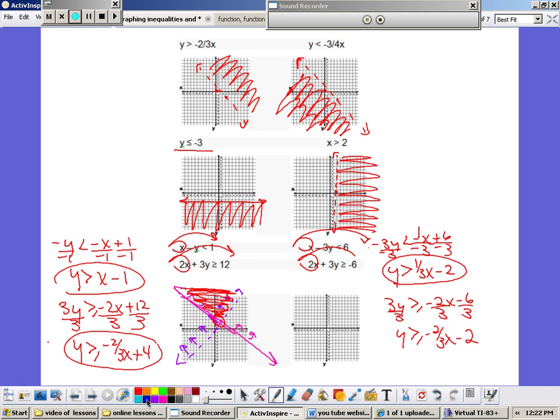Okay, so let me get some colors. -2. Down 2 and over 3. Solid. Y is greater than, colored up. -2. Up 1 and over 3. Dotted. Y is greater than, colored up. Here's my shaded area. So everything in that shaded area works. Anything on the solid line works for the one, but not for the other.